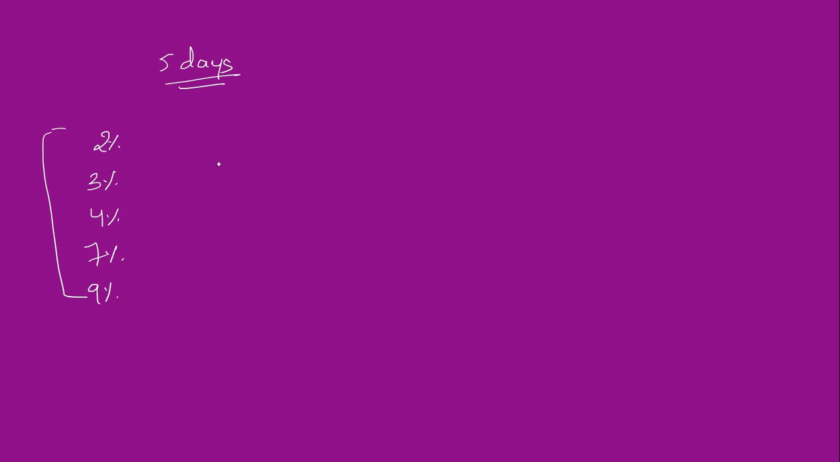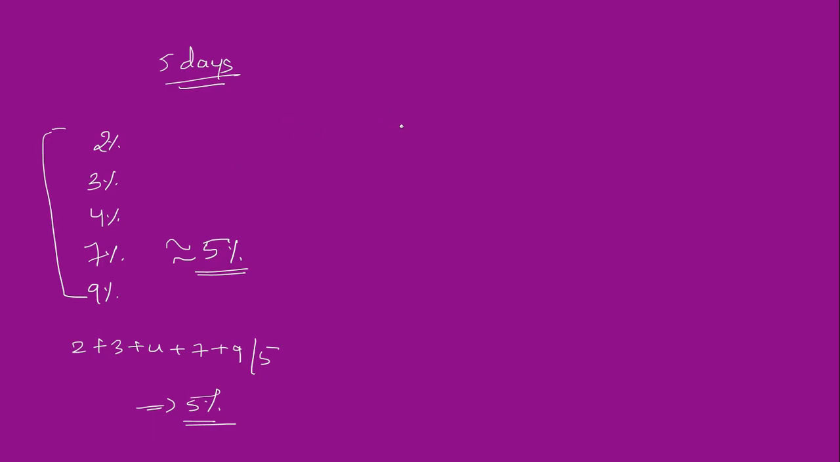Now if I have to calculate the standard deviation, first I will add all these numbers and divide by 5. 2 plus 3 plus 4 plus 7 plus 9. Divide by 5. So average comes down to 5. So that means on an average the stock is approximately moving up or down by 5%.